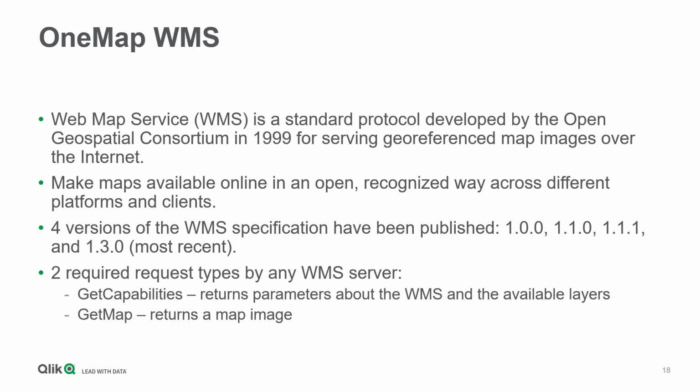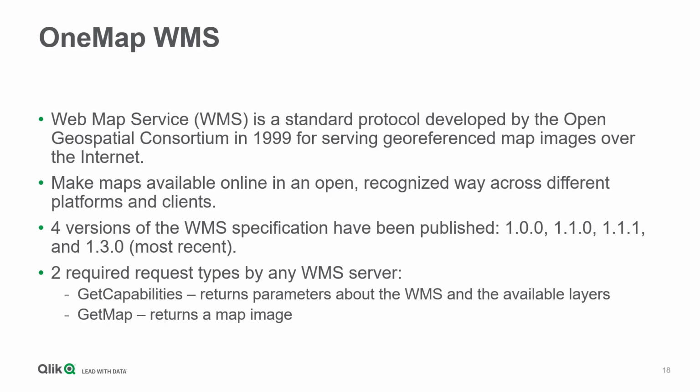So, what is WMS? Web Map Service, or WMS, is a standard protocol developed by the Open Geospatial Consortium in 1999. It is used for serving georeferenced map images over the internet. WMS services are useful if you want to make your map available online in an open, recognized way across different platforms and clients. There are 4 versions of the WMS specification published so far, starting from 1.0.0 all the way to 1.3.0, the most recent one.